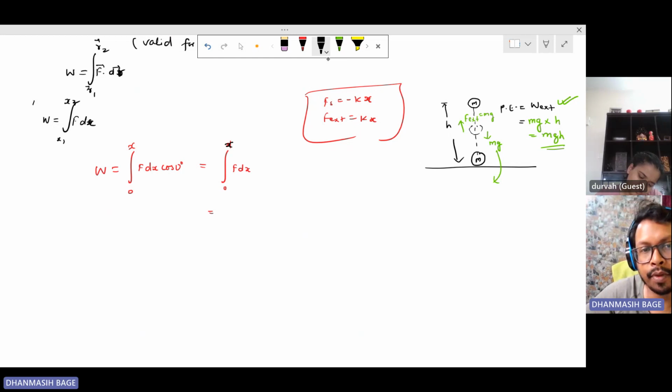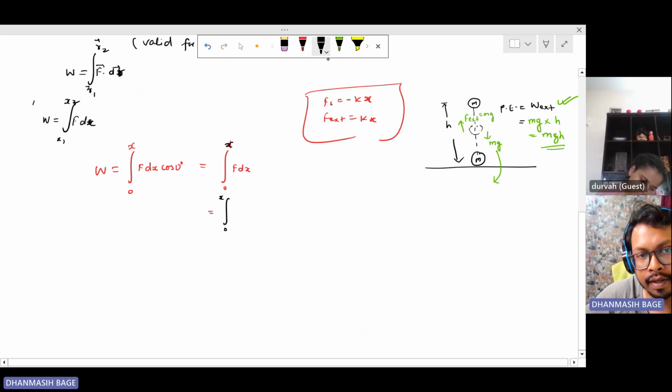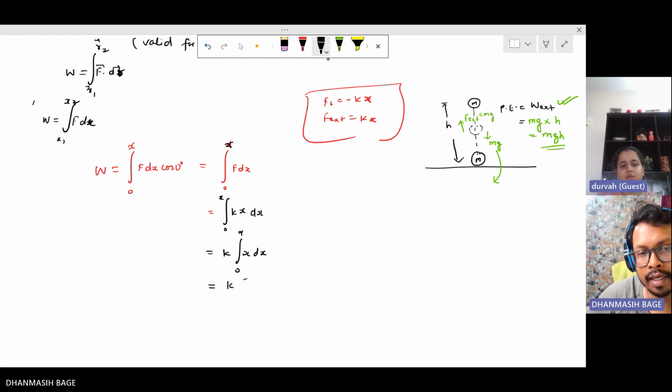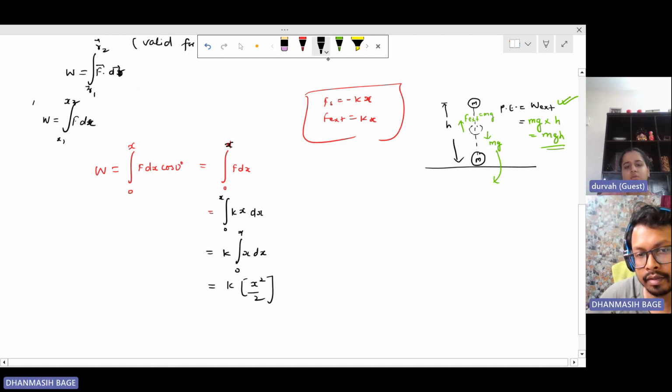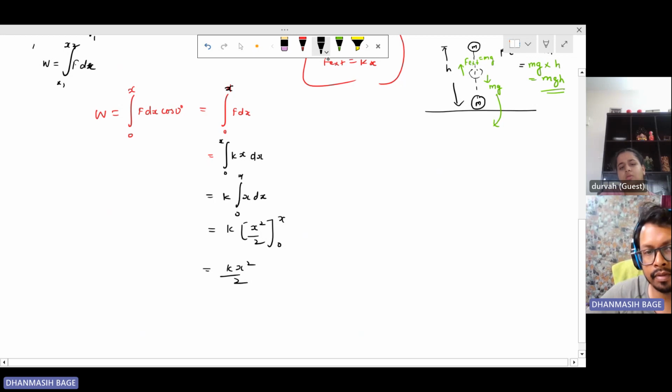Okay, so now let's put this in. Now you can easily figure it out. Integral from 0 to x, F is equal to kx dx. K comes out. Tell me what you get. Integral from 0 to x of x dx. Integration of this is equal to what? x squared by 2, right? Integrating from 0 to x, that is kx squared by 2. That is the potential energy, very simple. This is the work done and this is equal to the potential energy.